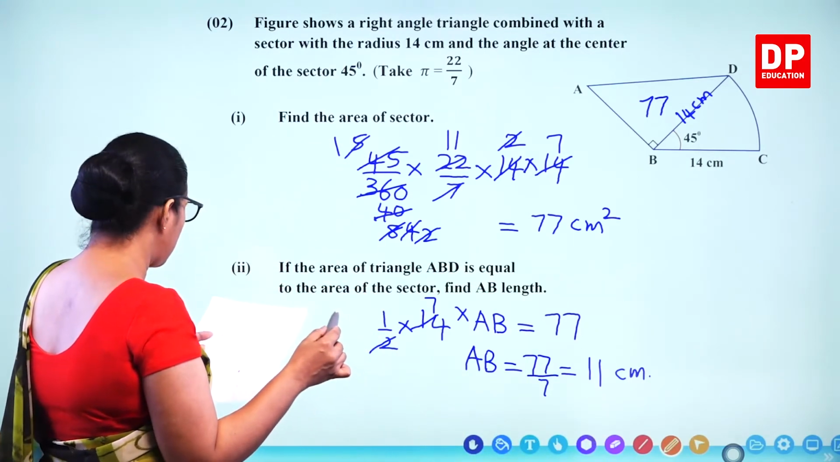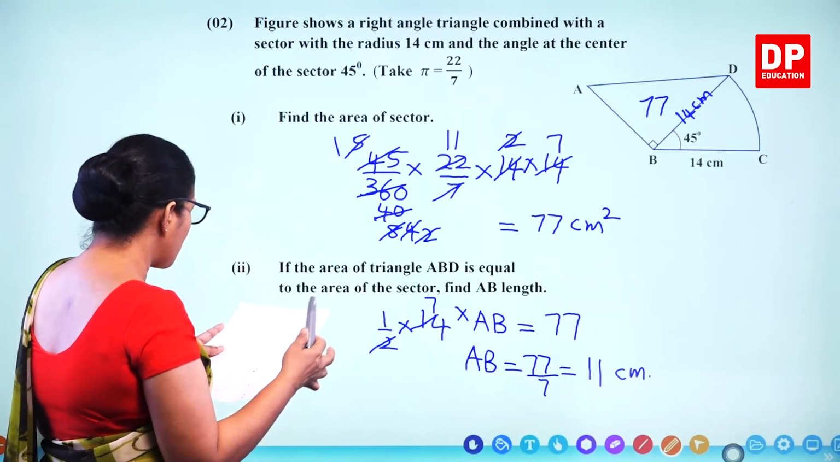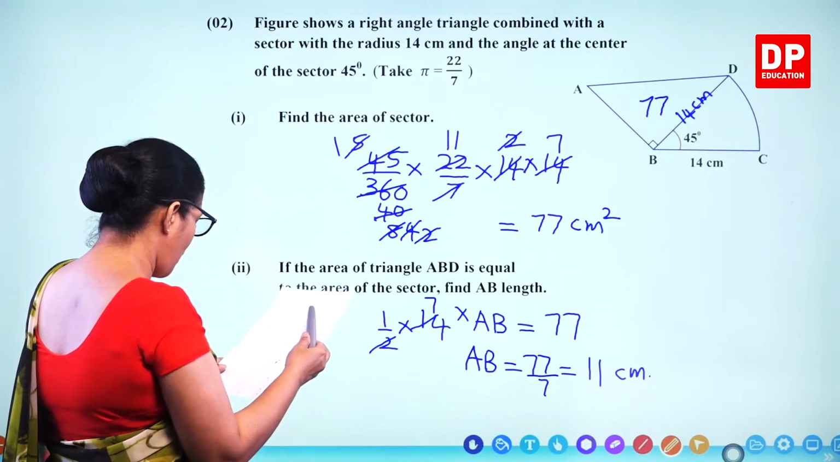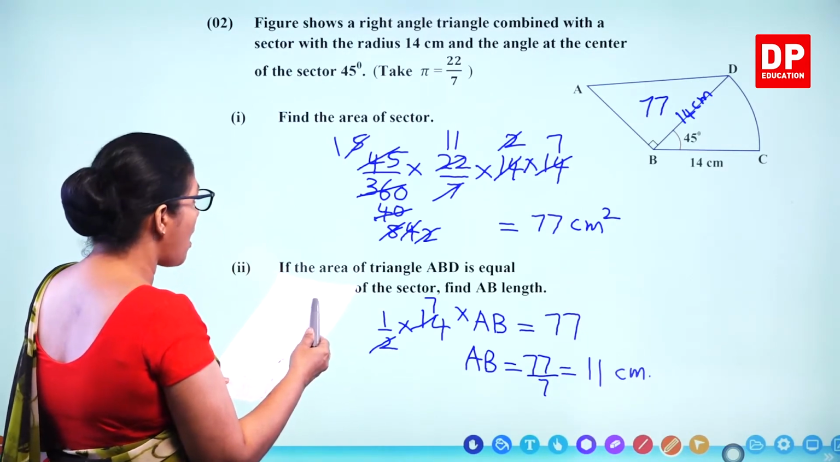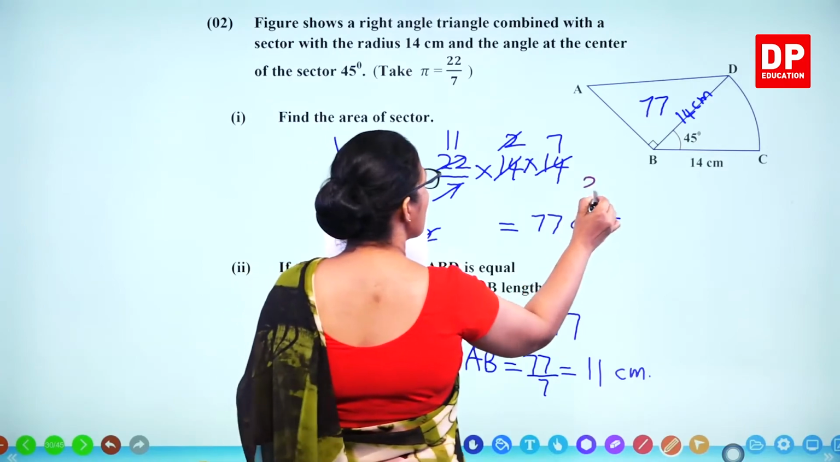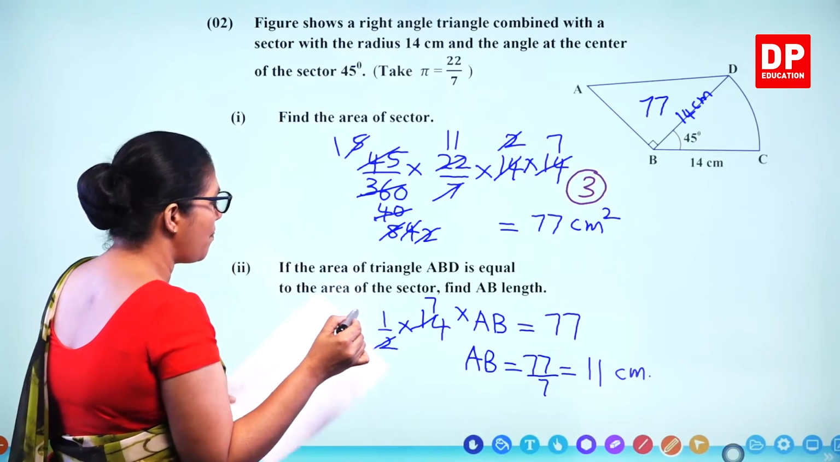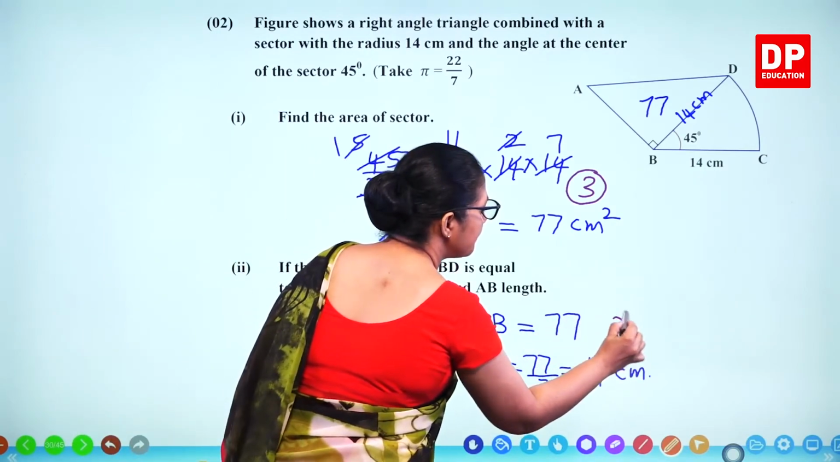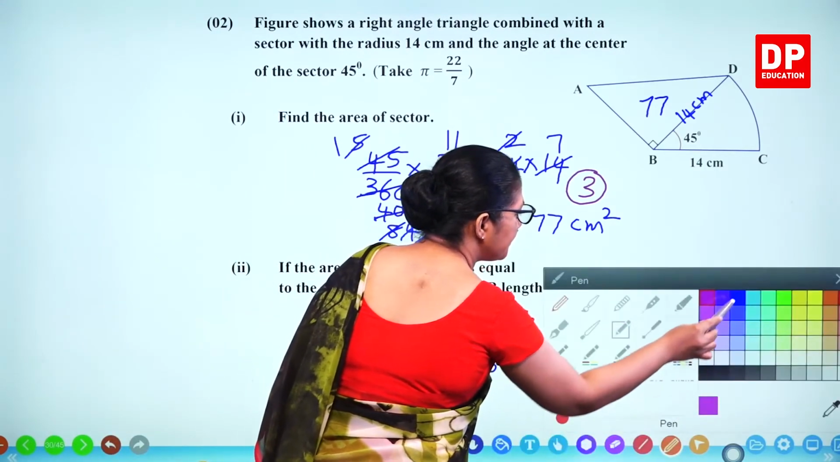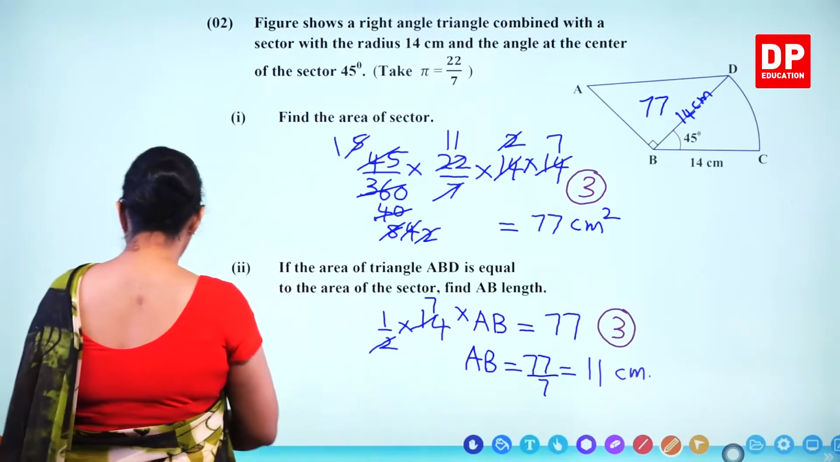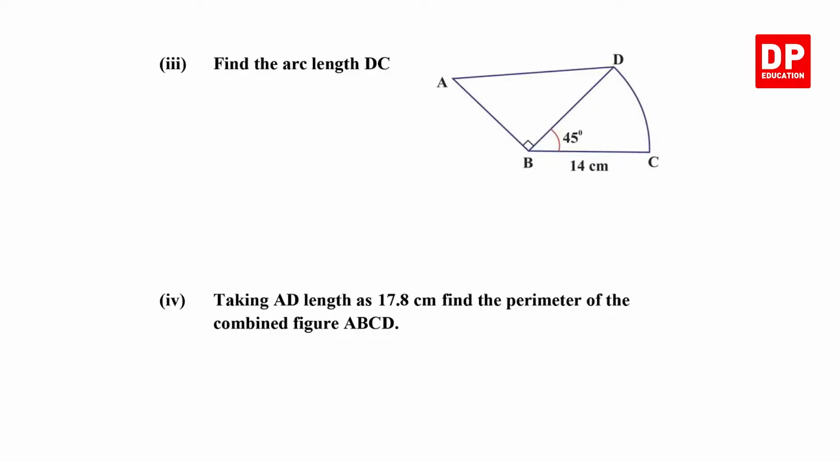So how many marks do you get for this part? You are getting 3 marks for 77 square centimeters and 3 marks for this part. So that's 6. Let's take the third part. Find the arc length of DC.